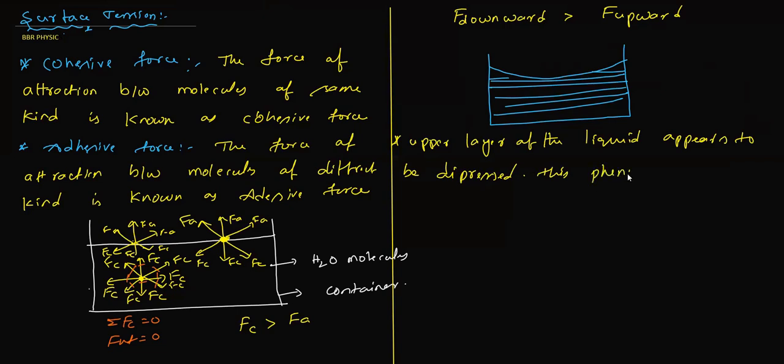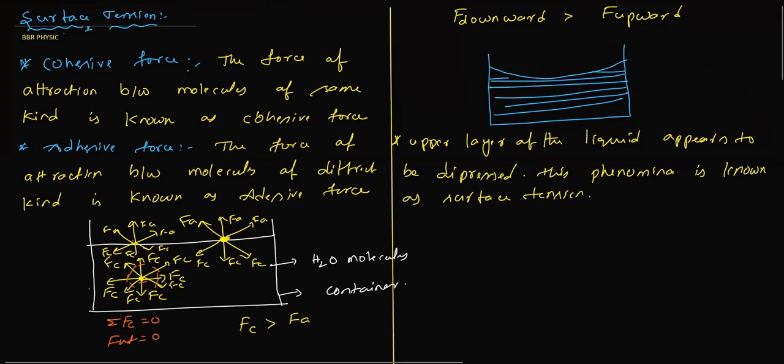This phenomenon is known as surface tension. So then, how can we define this? We can define it like this: the force acting per unit length is called surface tension.